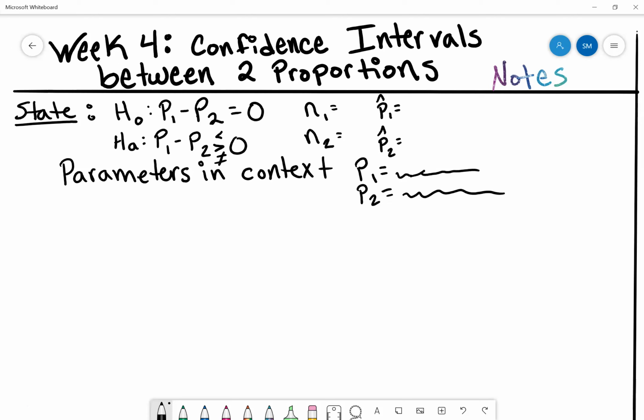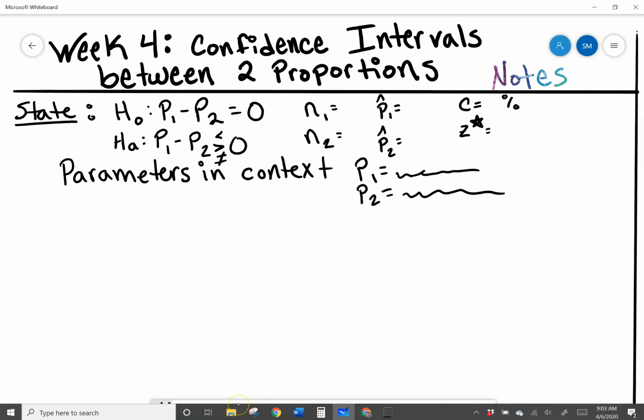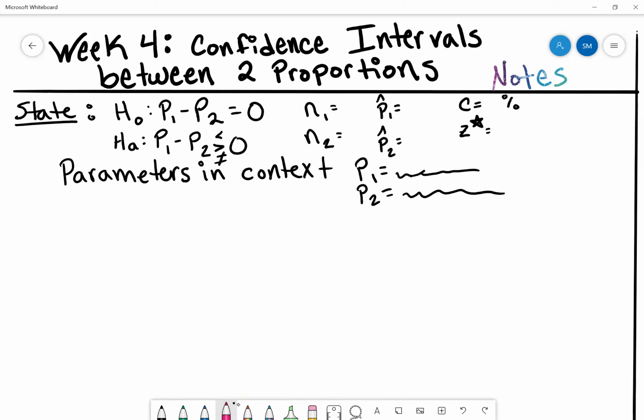What is your confidence level? What is that percent? And what is Z star? A couple of nifty things to remember is that Z star is from the bottom of table B.